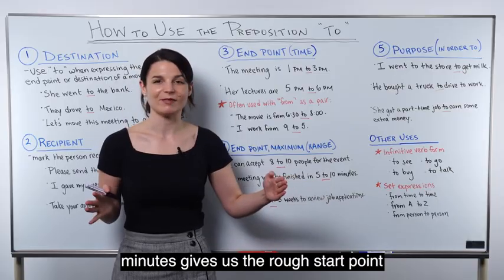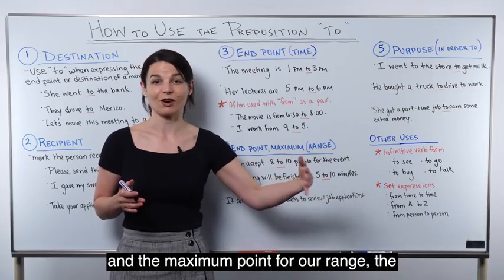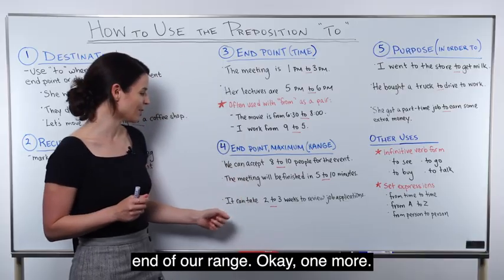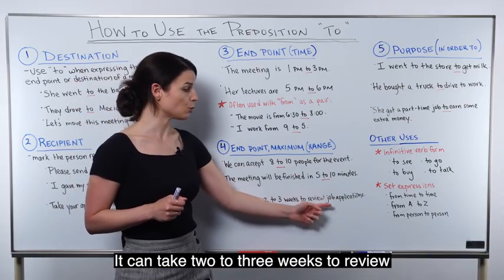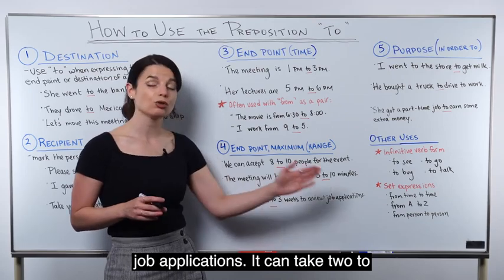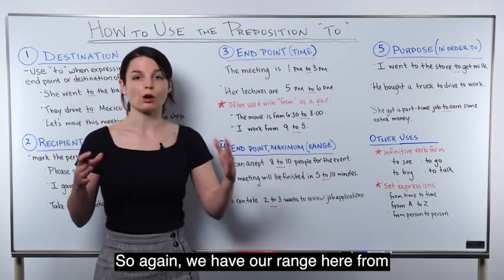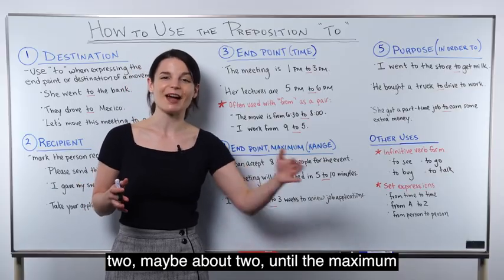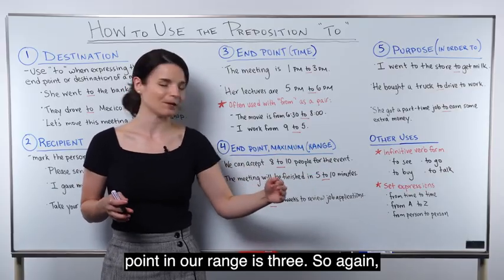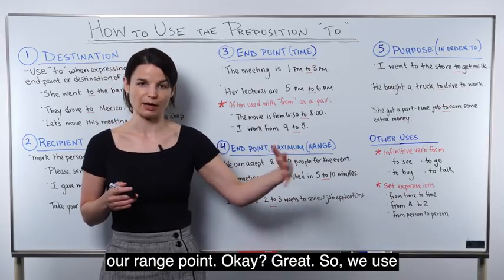So 5 to 10 minutes gives us the rough start point and the maximum point for our range, the end of our range. Okay, one more. It can take 2 to 3 weeks to review job applications. So again, we have our range here from maybe about 2, until the maximum point in our range is 3. So again, we use to before that maximum end of our range point.